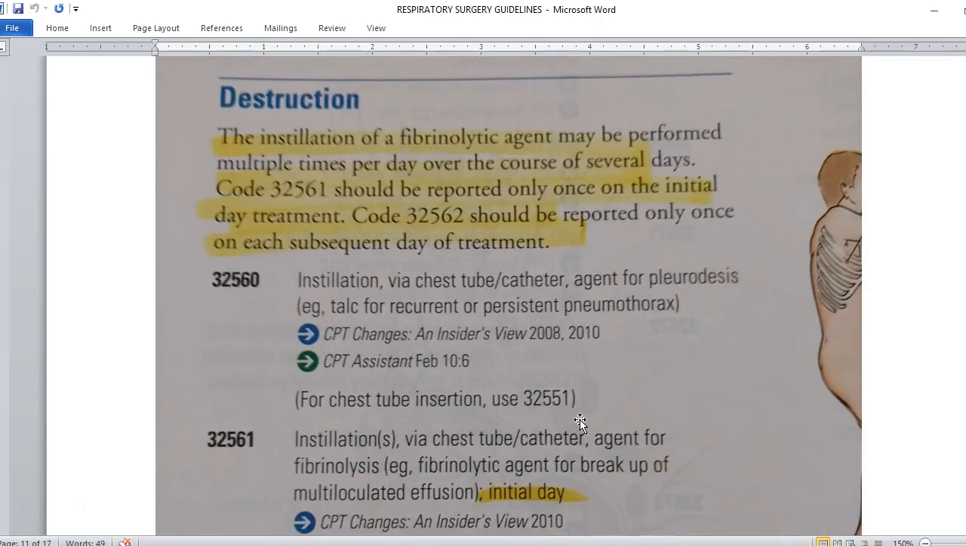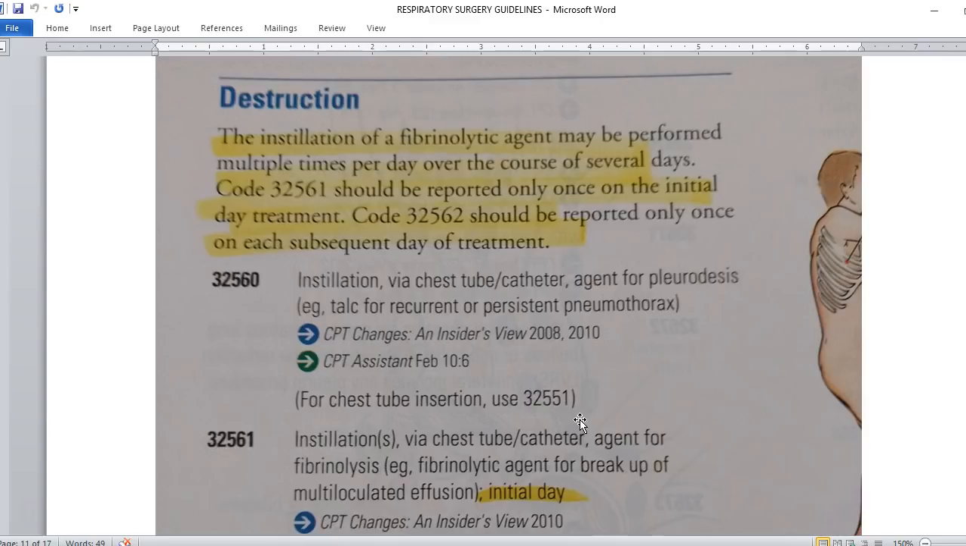There's a couple other little guidelines. We have some destruction procedures. And so this is for people that are having specific areas of what we call multiloculated effusion. So again, this could be a buildup of pus. This could be a buildup of mucus. This could be a buildup of something else because of a disease condition. So the installation of a fibrolytic agent.